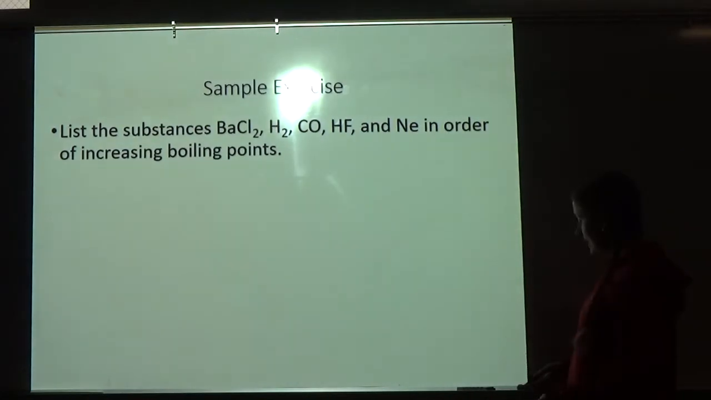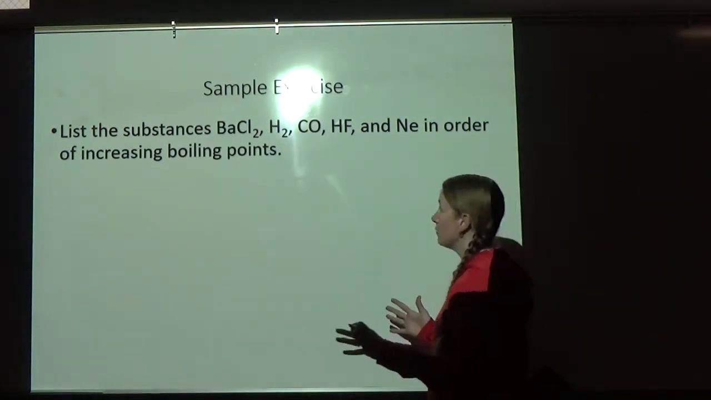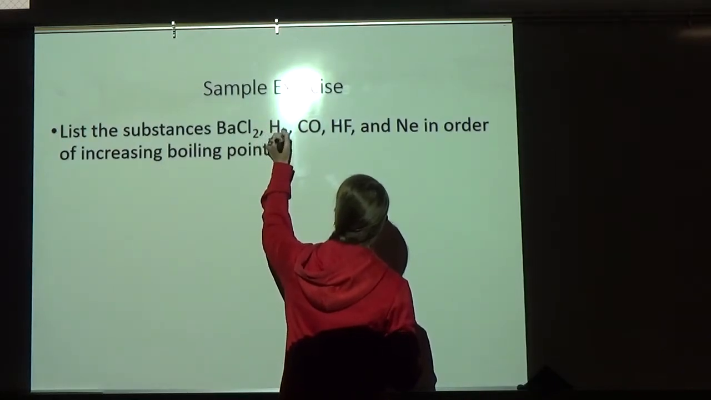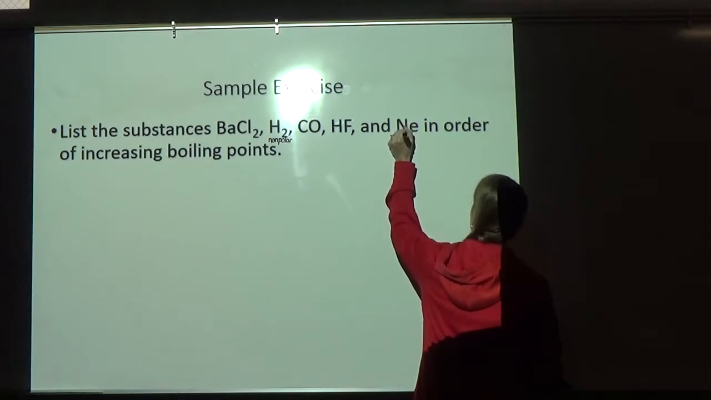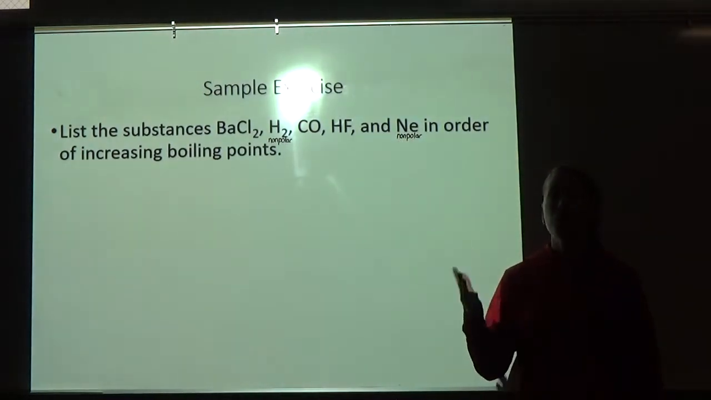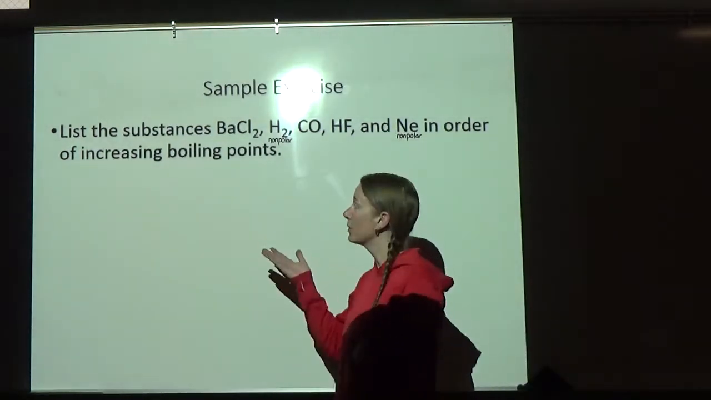So it says, list the substances BaCl2, H2, CO, HF, and Ne in order of increasing boiling points. Alright, so first I want to find anything nonpolar since London dispersion tends to be the weakest. So I can see that H2 is going to be nonpolar. I can see that Ne is nonpolar. Once I pick out the nonpolar ones, I base it off of molar mass. The lower the molar mass, the less forces, the lower the boiling point.